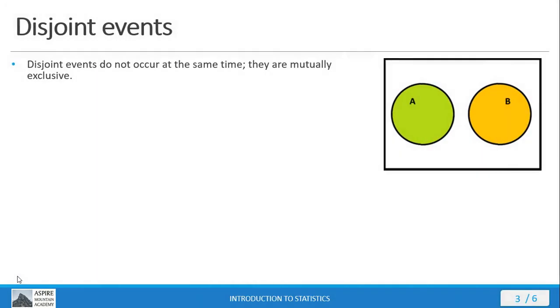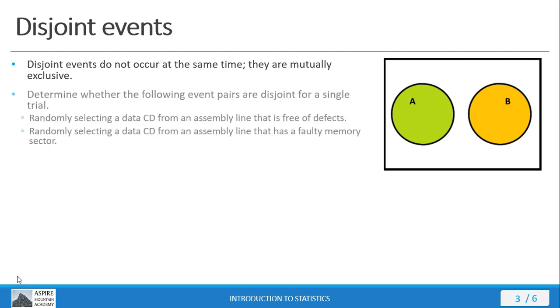Let's take a look at some example events, and we'll have you explain whether or not they're actually disjoint. So remember, disjoint events don't occur at the same time. They're mutually exclusive. Let's look at some pairs of events, and I'm going to ask you if you think they're disjoint or not. First up, we've got randomly selecting a data CD from an assembly line that is free of defects, and randomly selecting a data CD from an assembly line that has a faulty memory sector. Are these two events disjoint? What say you?